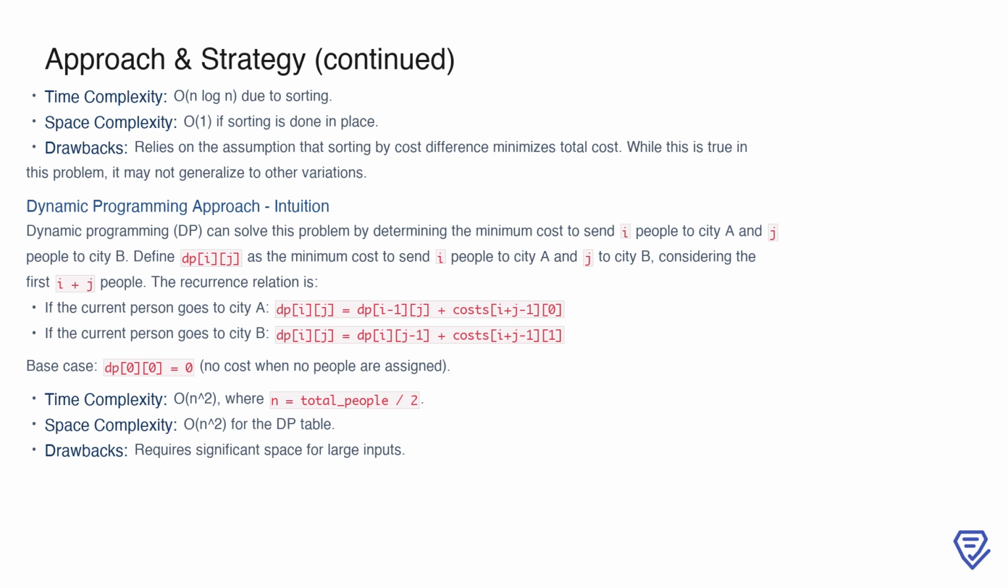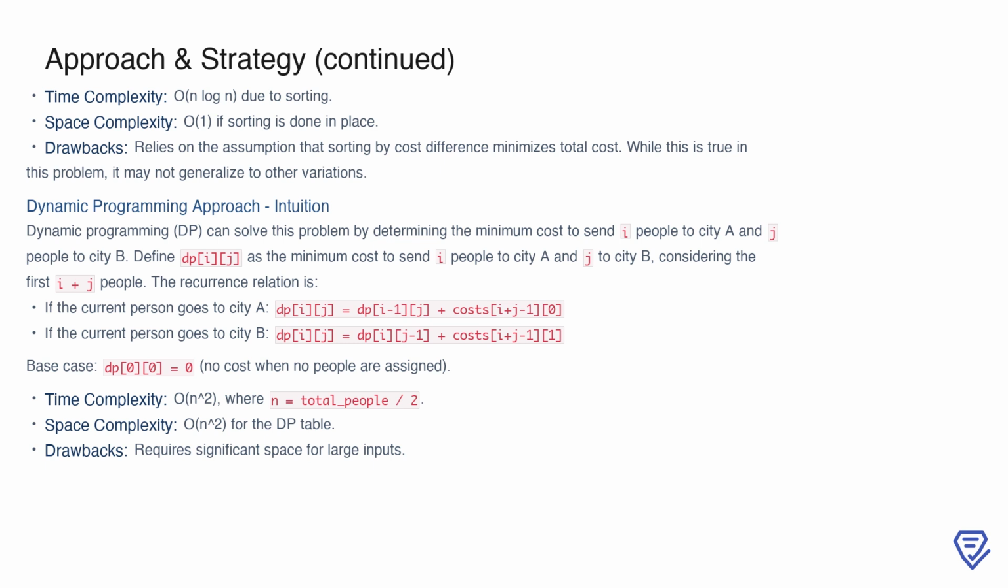For an alternative, we could consider a dynamic programming approach. In this method, we define dp[i][j] as the minimum cost to assign i people to city A and j to city B, using the first i plus j individuals. The state transitions depend on whether the current person goes to city A or city B. If they go to city A, the cost is derived from dp[i-1][j], and if they go to city B, it's based on dp[i][j-1]. The base case starts with no costs when no people are assigned.